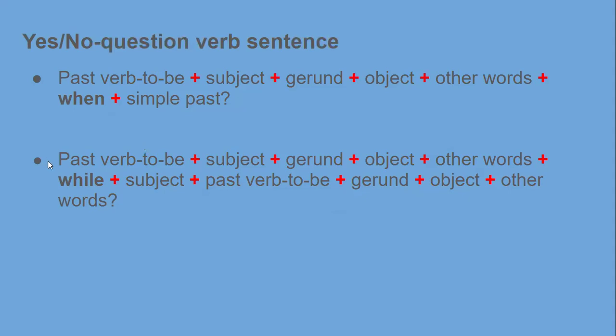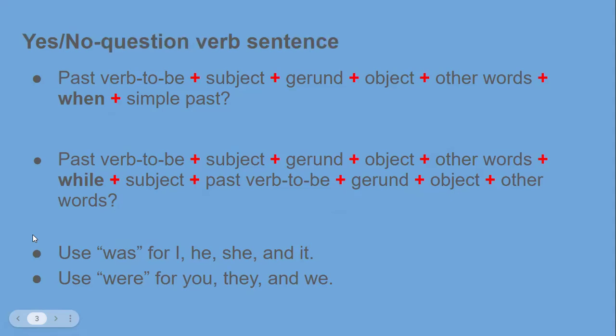Whereas, if you are talking about two actions that were happening at the same time, then you should use this structure. So you have the past verb to be, you have the subject, you have the gerund, you have the object, other words, while, subject, the past verb to be, the gerund, the object, and other words. Okay.